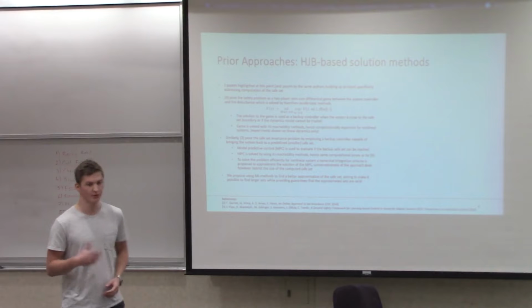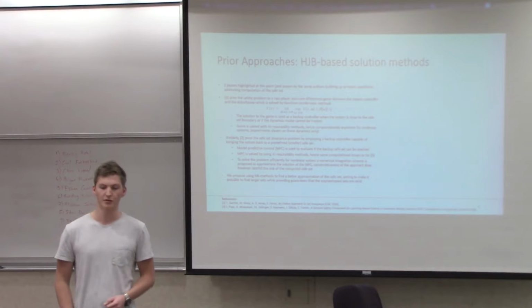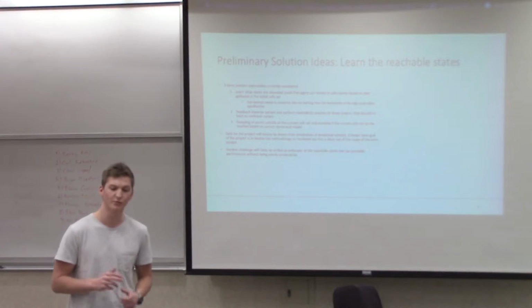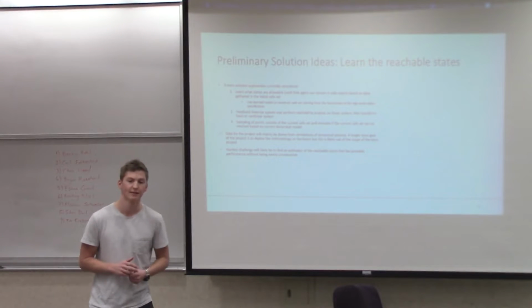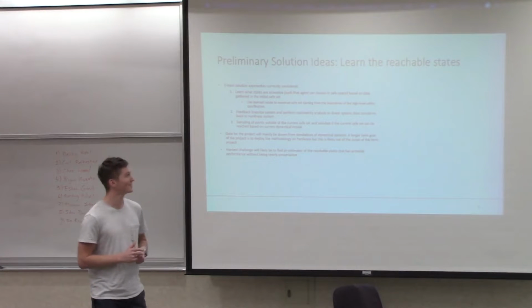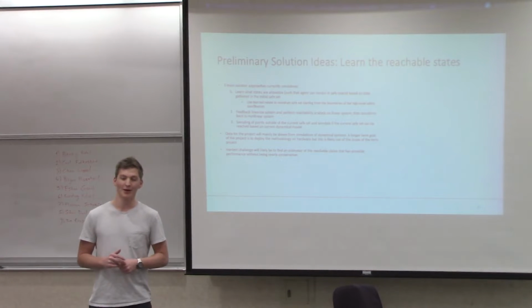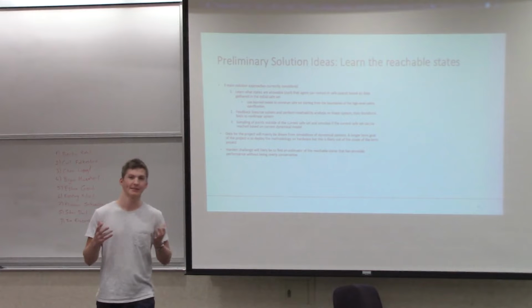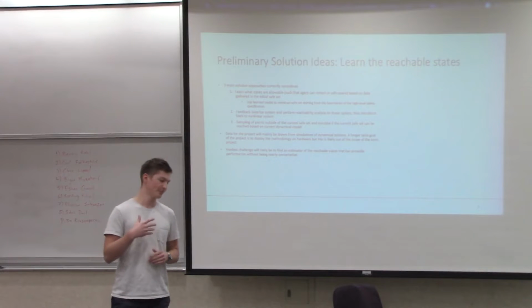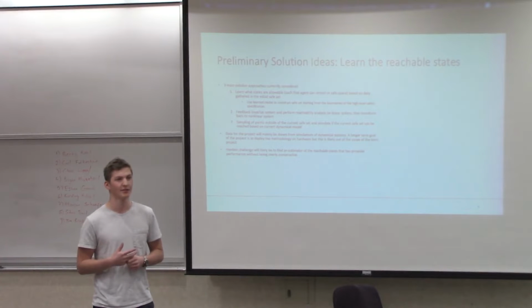So as I've said, we're proposing to try to use some machine learning method to learn this set of reachable states instead. Some very early preliminary solution ideas are, if we have this initial safe set, we can explore data in that region still being safe.